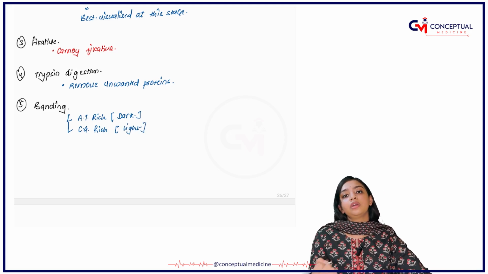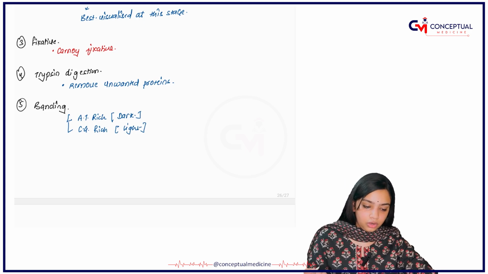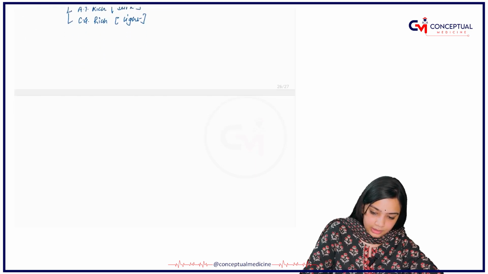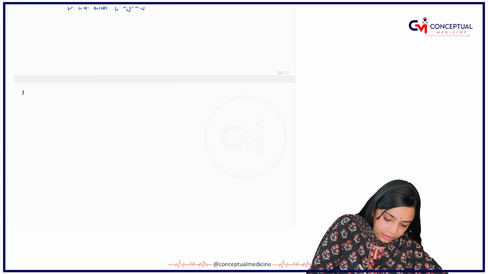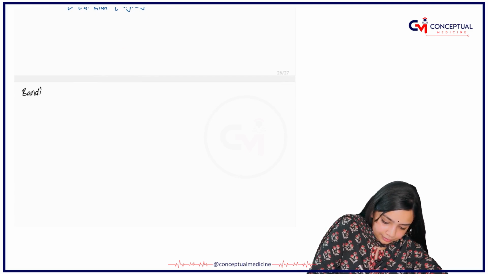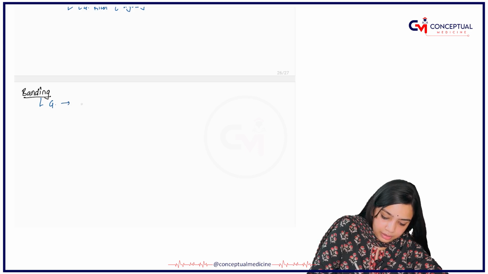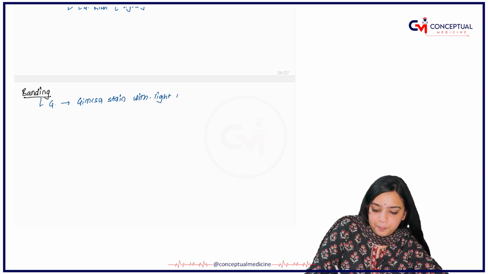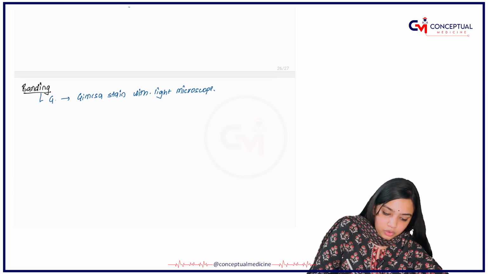Now, let's talk about the types of banding that we have. Okay, so I'm writing it over here. Banding. First one is the G banding. G means the Giemsa stain with light microscope.